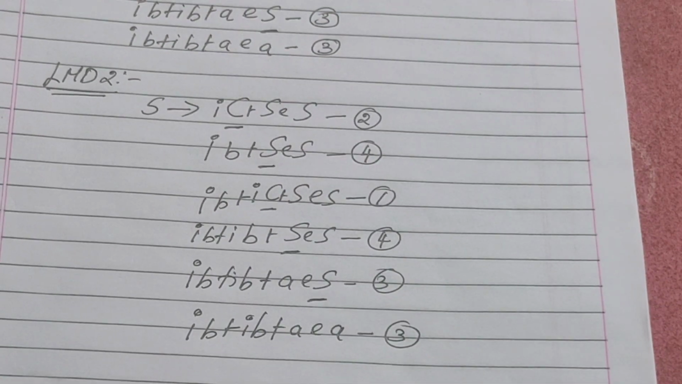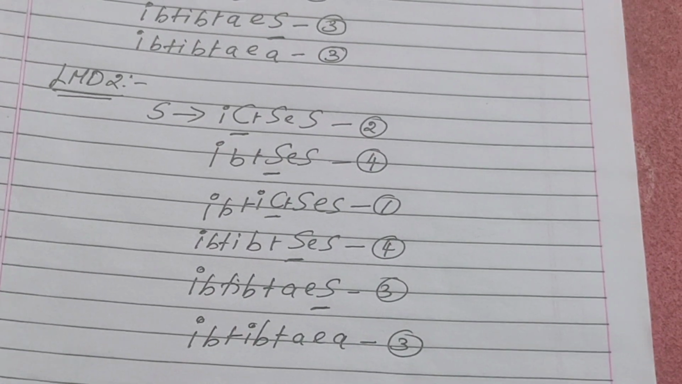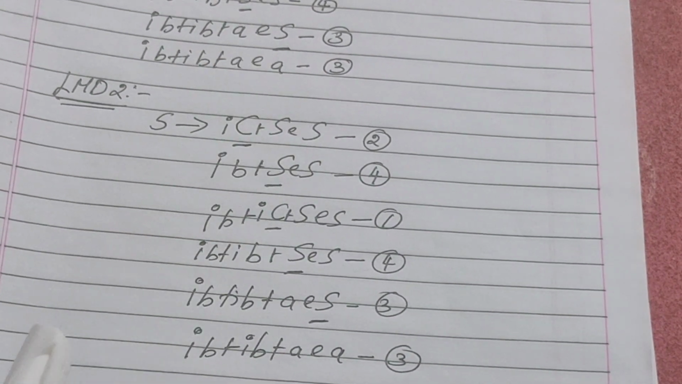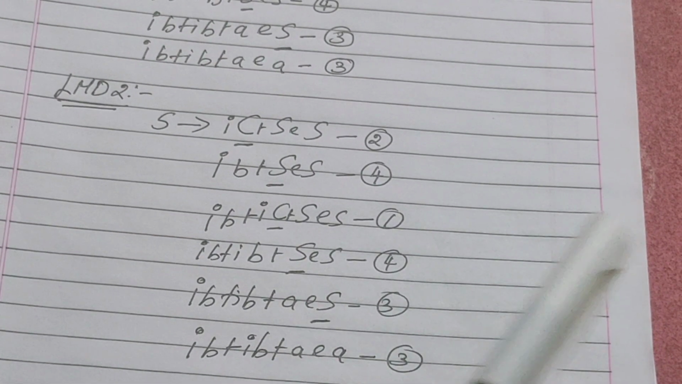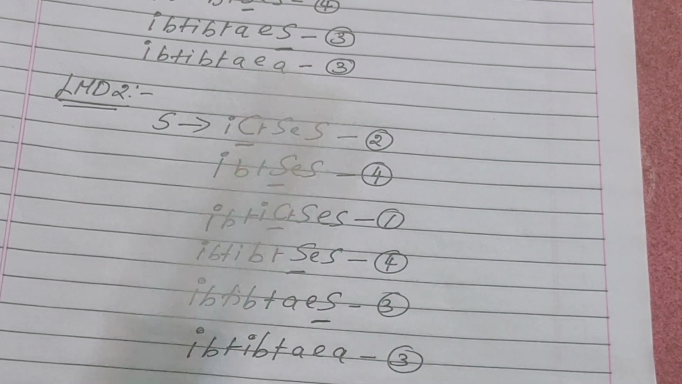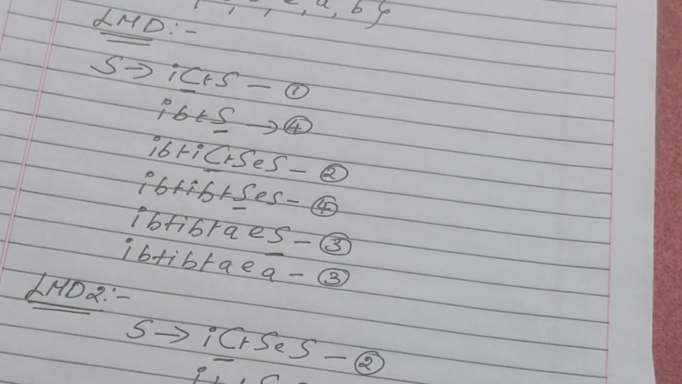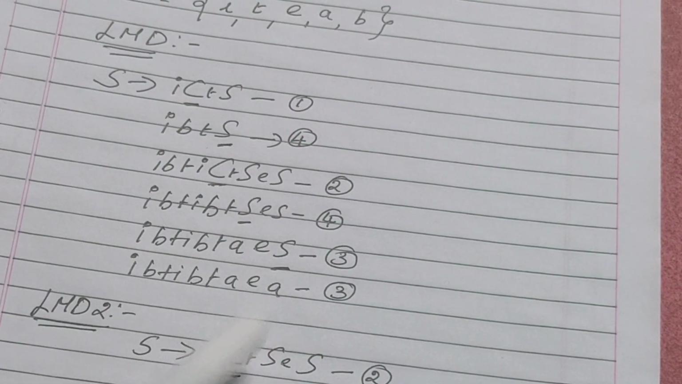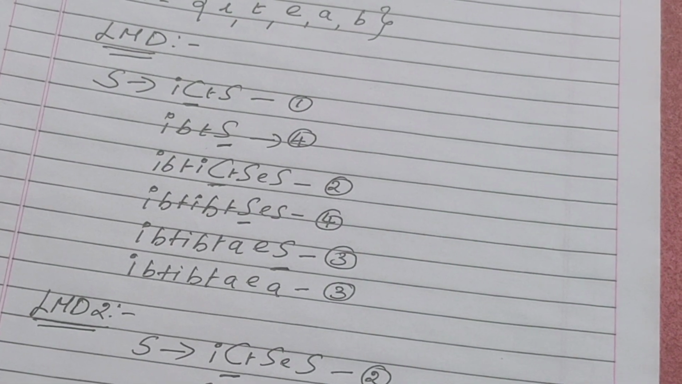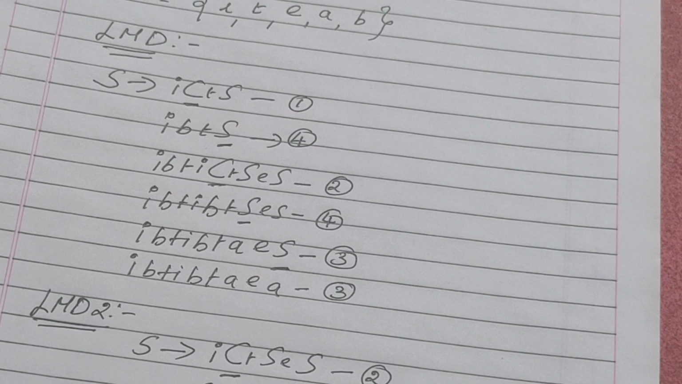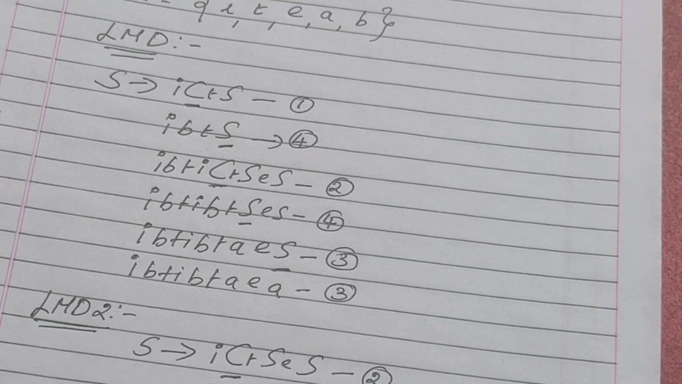So I could derive the same string in two different ways. How do I say I obtained two different ways? The way I have selected the rules. In the second method, first I selected the second rule, then 4, 1, 4, 3, 3. This is the order I selected the rules. Whereas in the first method, first rule, then the fourth rule, then 2, 4, 3, 3. But I obtained the same string, and the order of selection of rules is different. So obviously it will end up in two different parse trees.